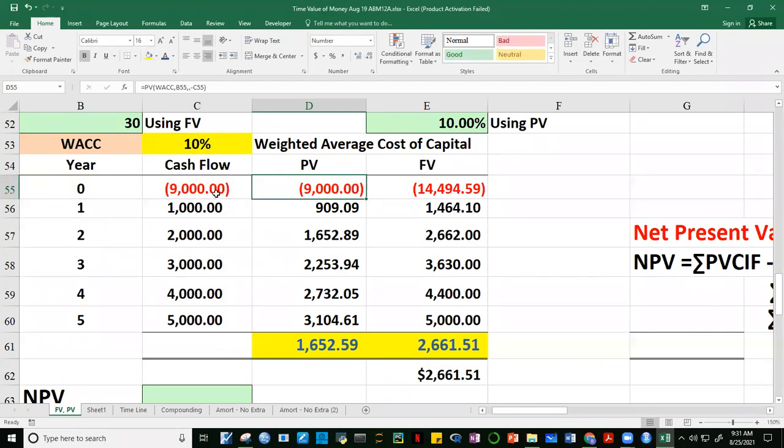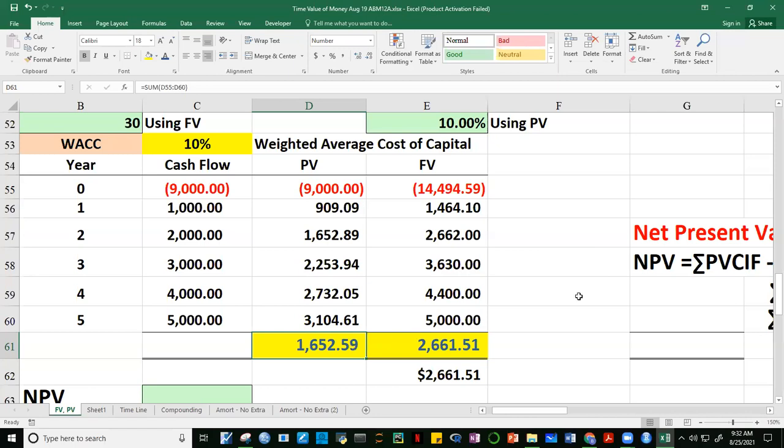So we expect the present value of 9,000 at year zero is of course 9,000 also. And we copy the formula down and we said that the present value of 5,000, 5 years down the road, is just 3104.61 using a 10% interest rate. So once we get the present values, guys, we can add them since they now belong to the same time frame. And we have this amount, 1652.51. We call this the net present value. And the decision rule is that if the net present value is positive, then the project is okay.